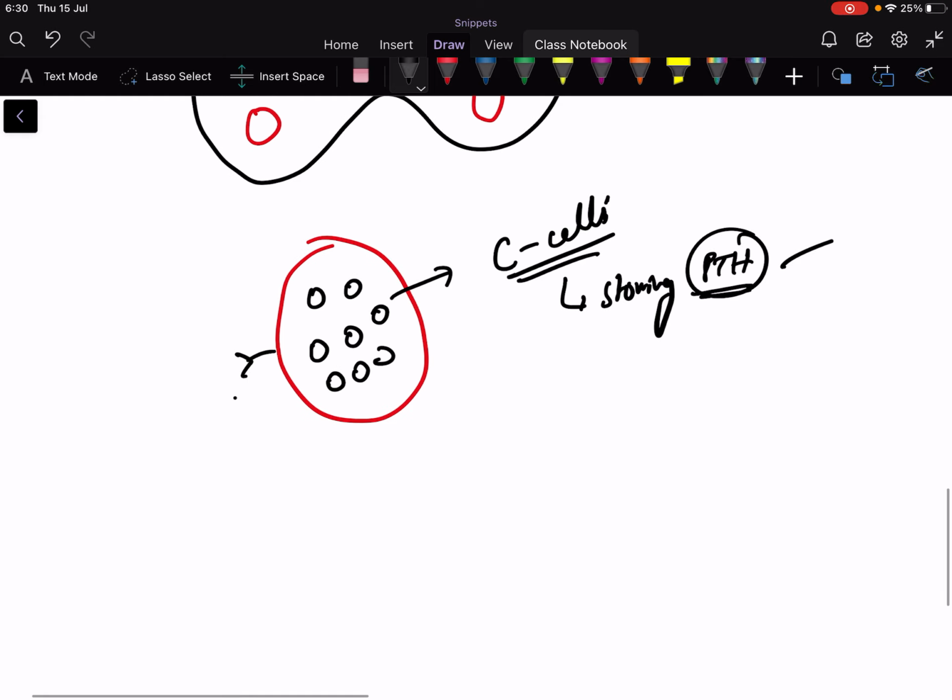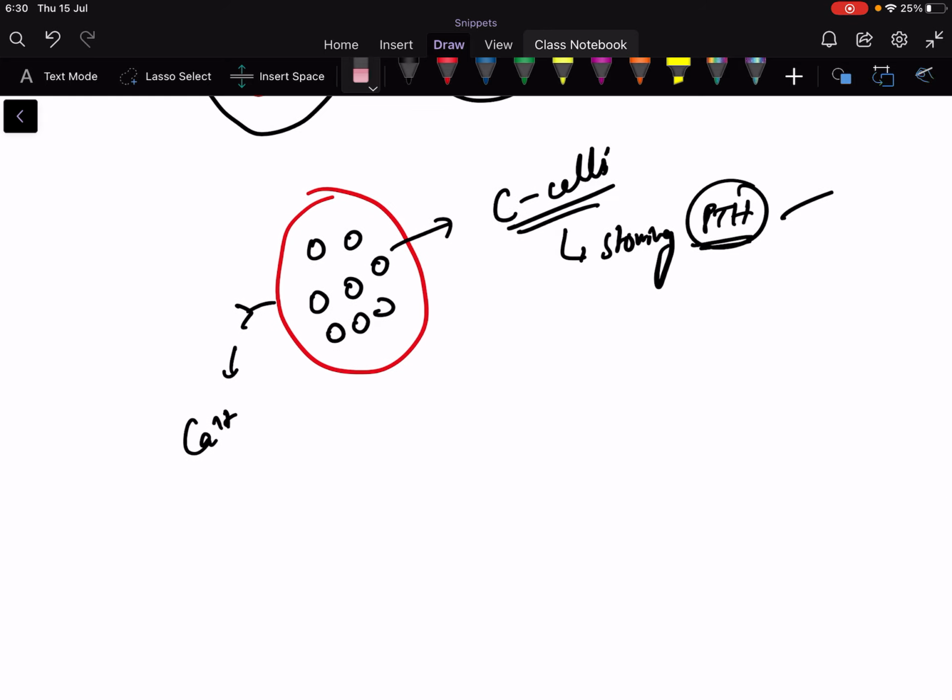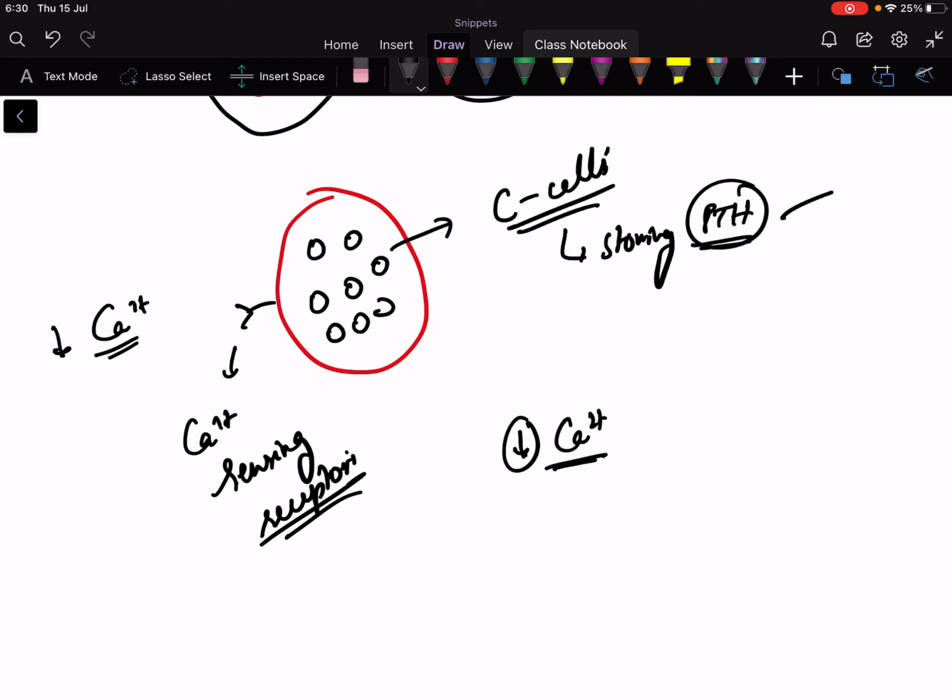This parathyroid gland has certain types of receptors. What are these receptors? These are calcium sensitive, or we can call them calcium sensing receptors, because they sense the calcium in our body. Once there is decreased calcium in our body, these receptors are activated, and the parathyroid hormone is released from these cells. How this parathyroid hormone works is the main thing we want to learn.